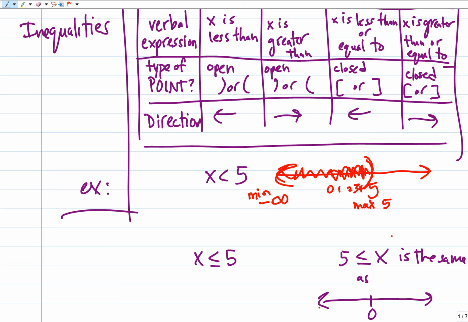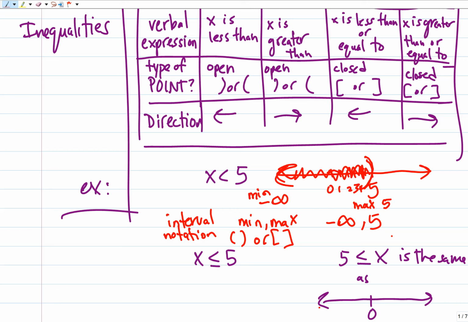Okay, so I'm going to write this down, our interval notation. And so we do the min, comma, max, and we'll either use parentheses or brackets on each side of it, depending on whether it's equal to or not. So this one will be negative infinity, comma 5. On the infinity, will we use a parenthesis or a bracket?